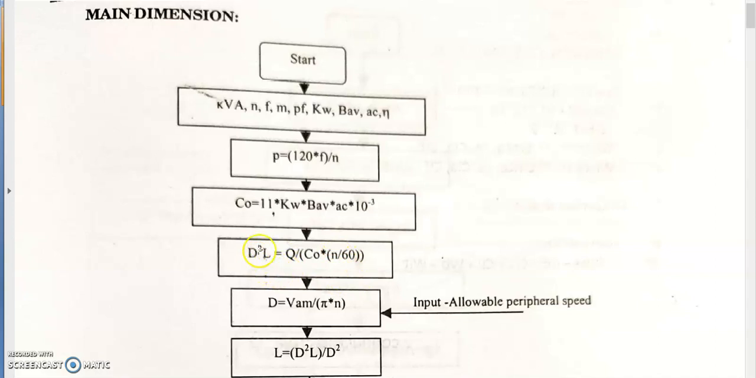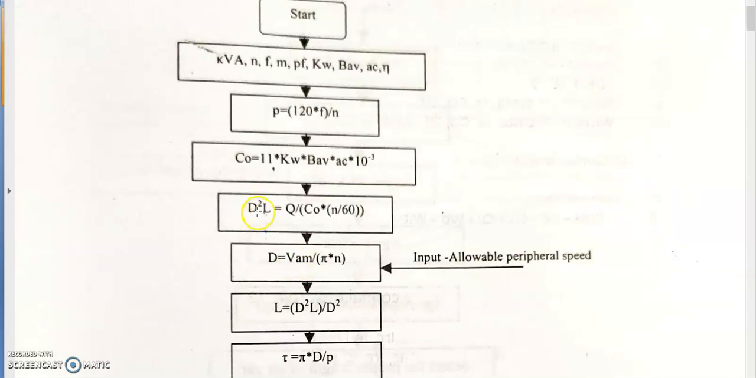So the D square L term we find from this output equation. Then we need to separate the D and L terms. For that, the logic we use is the equation of armature peripheral velocity, or stator peripheral velocity, Vam, which is equal to pi D Ns, or we can write D is equal to Vam divided by pi into Ns. So we can calculate D by assuming different values of armature peripheral velocity.